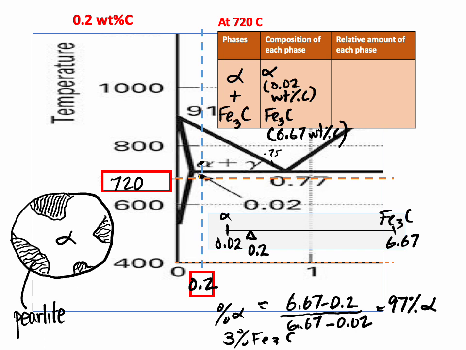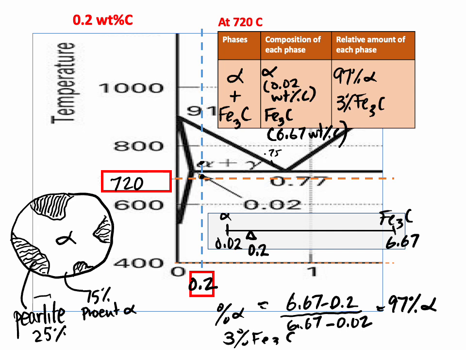So that's 0.55 divided by 0.73. 75% alpha. So oh, that's right. I had 25%. Let me do this here. We've got 97% alpha and 3% Fe3C. Okay. So above the eutectoid temperature, I had 25% gamma. So now I have 25% perlite. And I have 75% pro-eutectoid alpha.